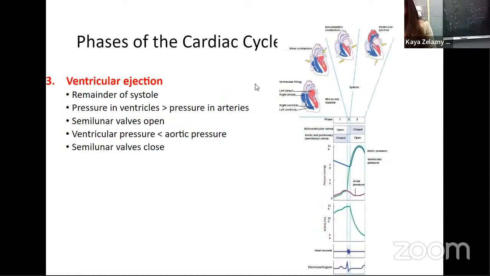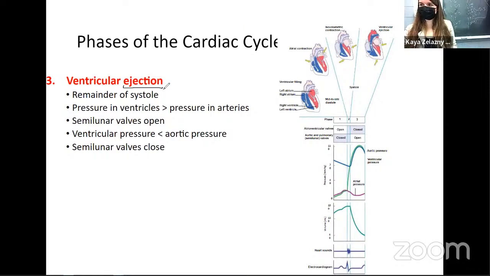And that is because pretty quickly, our ventricular pressure gets high enough to push those semilunar valves open, right? So this means that our pressure in the ventricle pretty quickly gets higher than the pressure in the arteries. And that means that we start to eject our blood from the ventricles. So this is still part of systole, right? We're still contracting the heart.